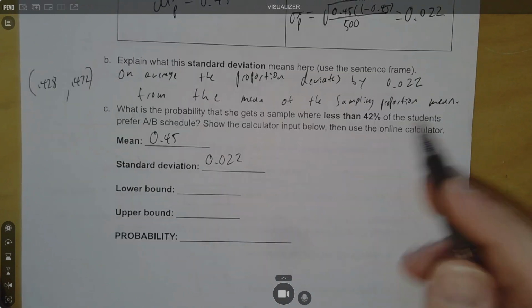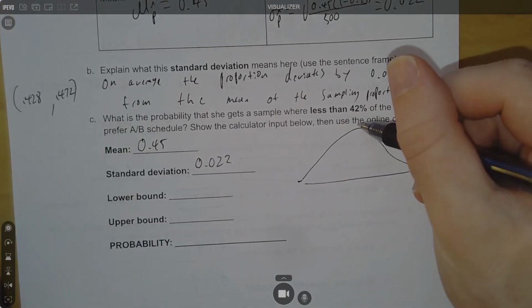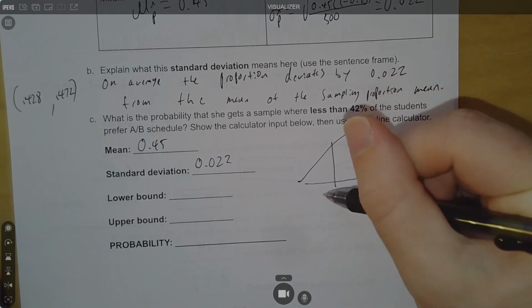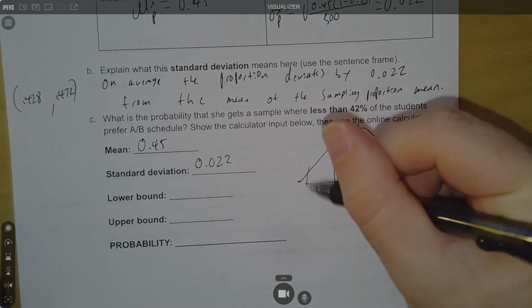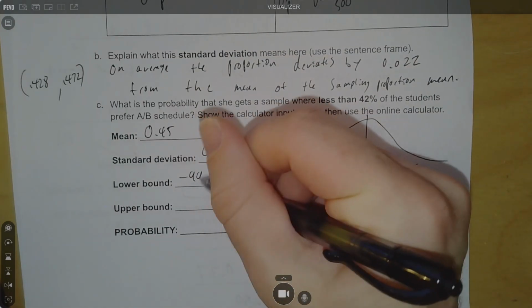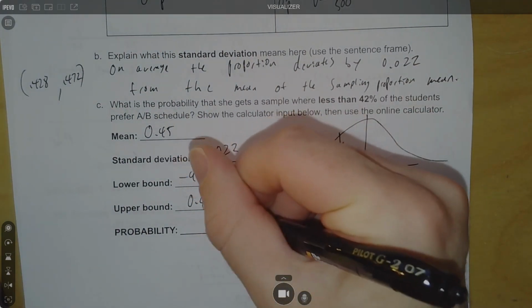If you think about it, look at the curve here. In the middle is 0.45. Well, 0.42 is right here, and I want less than. This is the region I want. So my lower bound is negative 999. It's like all the way over here. My upper bound is 0.42.